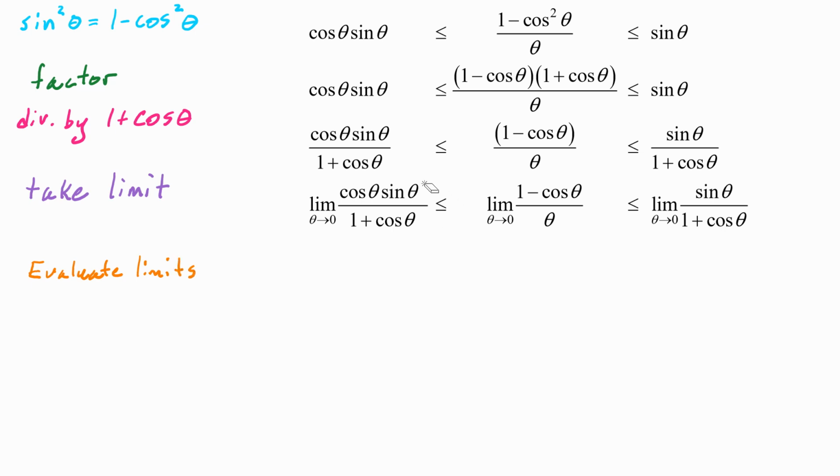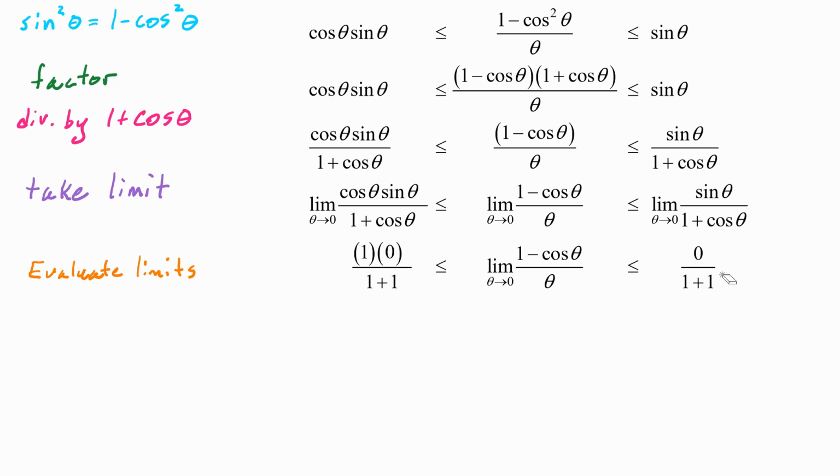For this first one, we have trig functions, so we know we can do direct substitution. Cosine of 0 is 1, sine of 0 is 0. In the denominator, we have 1 plus cosine of 0, which is 1. We can't evaluate this limit, so we bring it straight down. And then on the right-hand side, we plug in 0 for theta. Sine of 0 is 0. Cosine of 0 is 1.